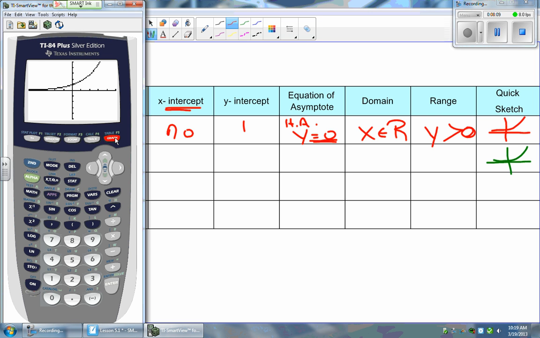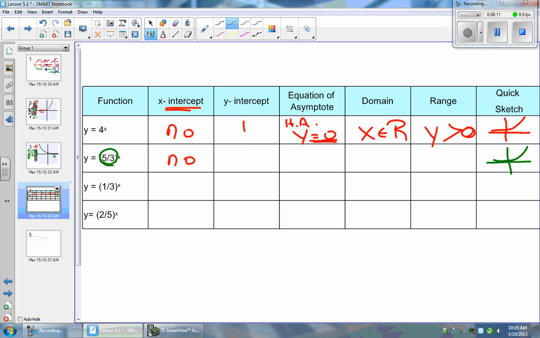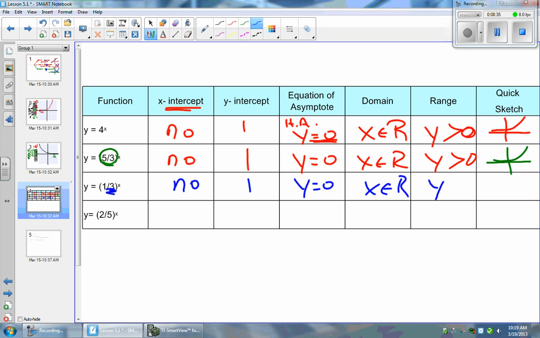So here we go. Does it have an x-intercept? No. Does it have a y-intercept? 1. Horizontal asymptote is the same. Domain is the same. Range is the same. Looks the same. Now, let's go to the next one. Look how this is now a fraction. No x-intercept. Still a y-intercept of 1, still the same asymptote, still the same range, still greater than 0, but what happens to the sketch here? Remember now, it starts this way and goes that way when they're fractions. Same thing goes with this. This is the same, the same, the same. And again, if you have a fraction, it's going that way.